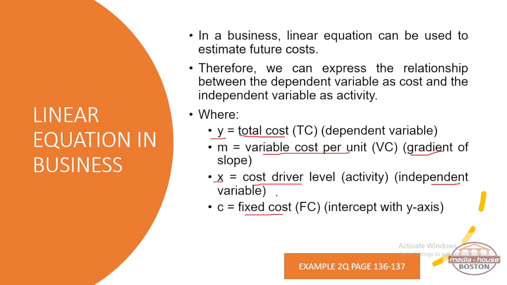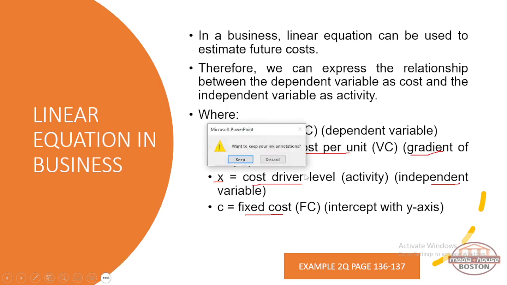Before I move forward, I'm going to explain the terminologies being used here. We've got the total cost. So total cost represents the total variable cost plus your fixed cost. So when you're producing something, so let's just see.